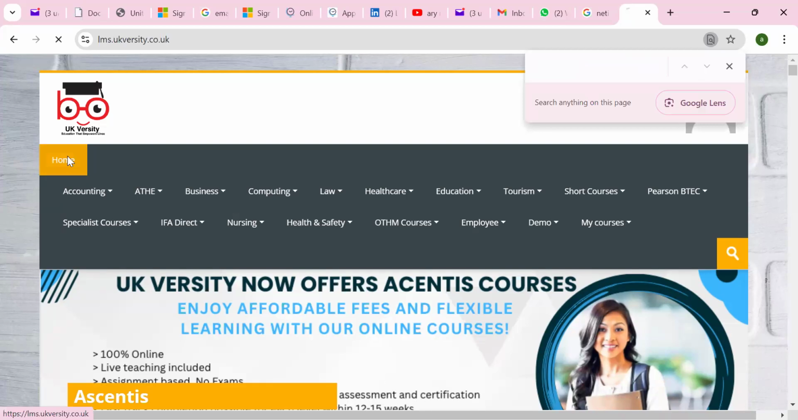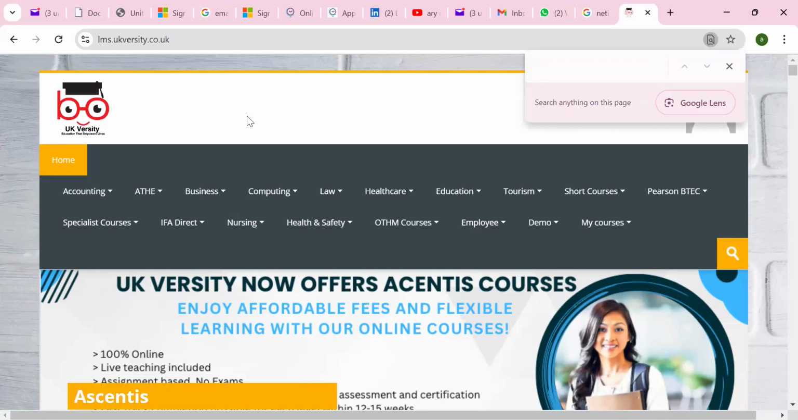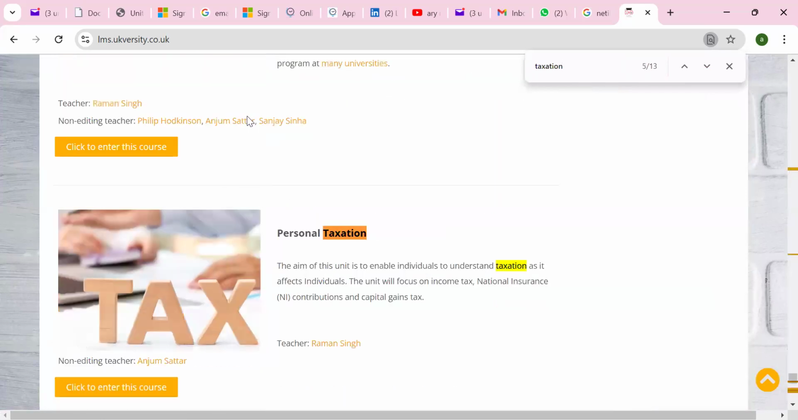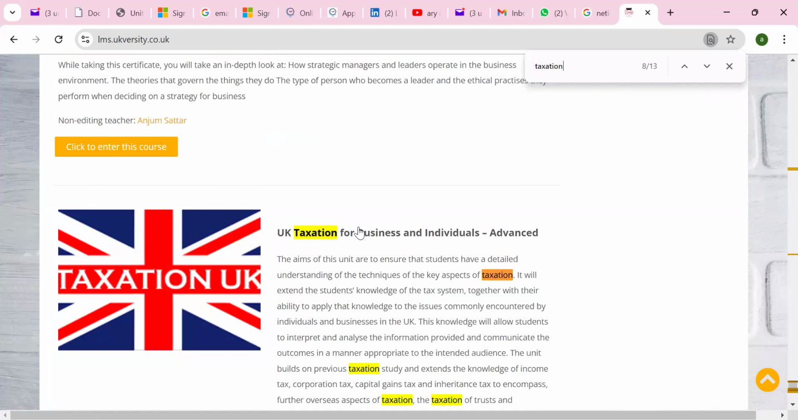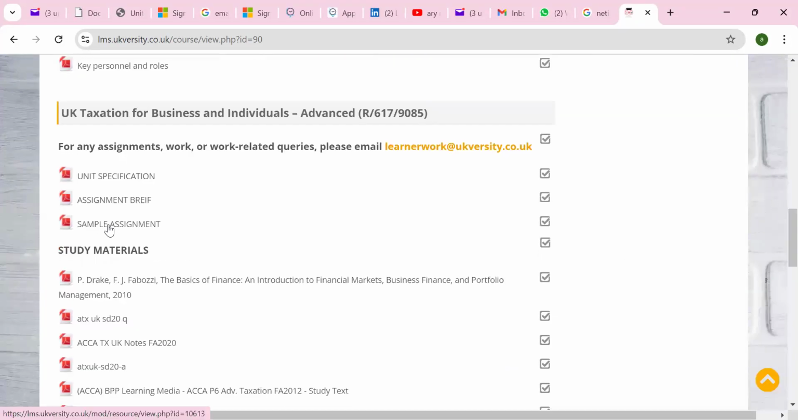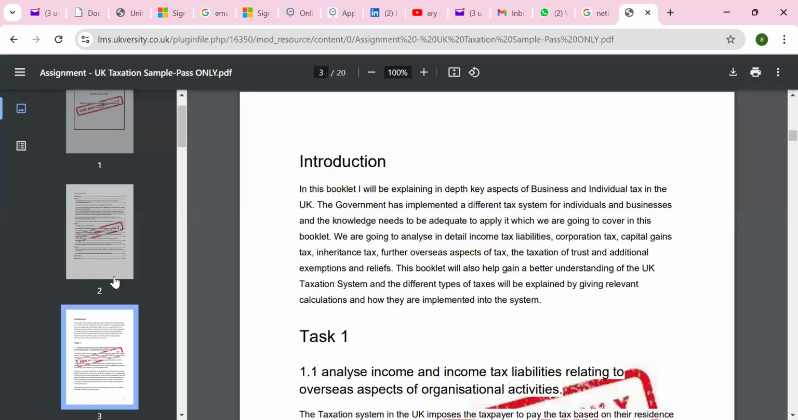If you go on our Moodle page, do you have Moodle access? Yes, I do. Okay, if you type, let's say, taxation, that's business taxation, personal taxation, UK taxation, which is level 7. If you go down, you have a sample assignment, an assignment brief, and a unit specification. I've seen it, yes.